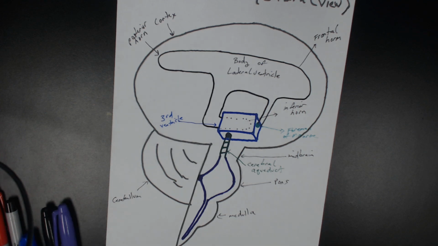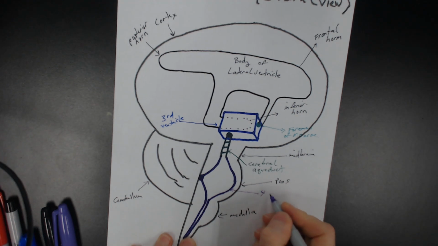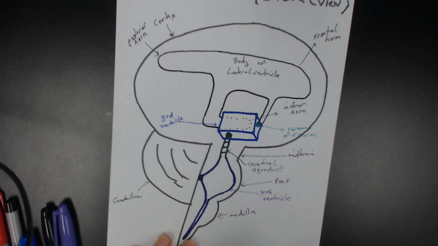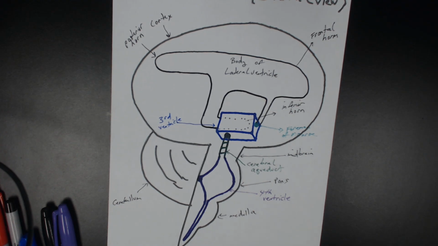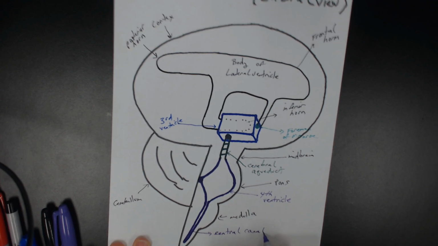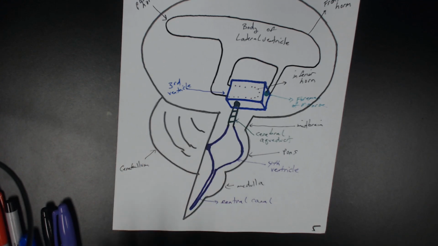Here, let's label this. This is the fourth ventricle. And then coming on down here into the spinal cord, you have your central canal. And that's nothing more than the hole down the middle of the spinal cord. You guys see that?